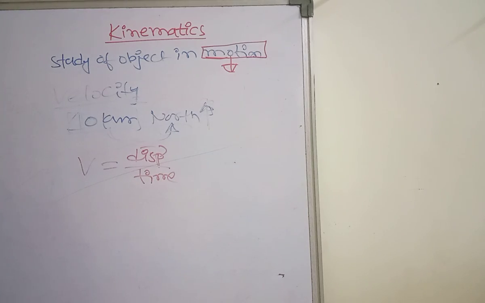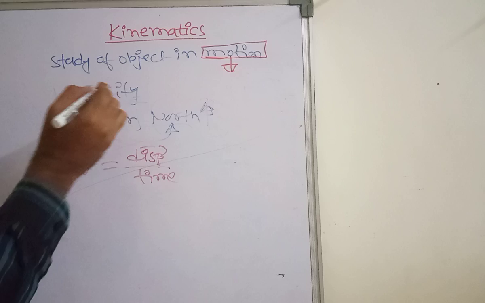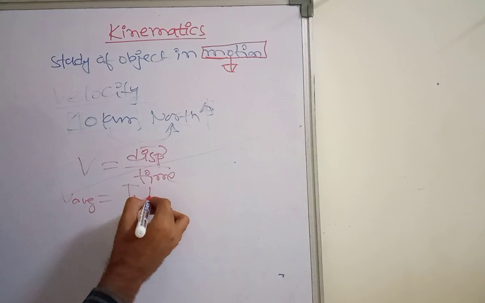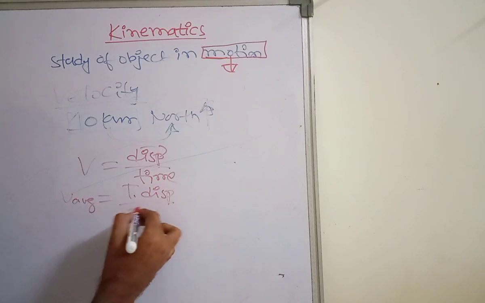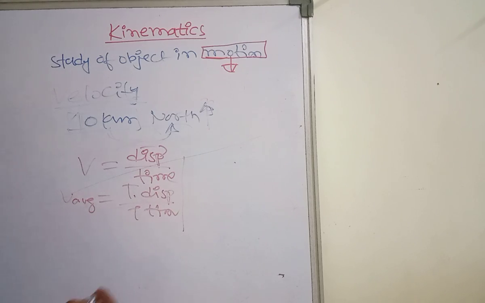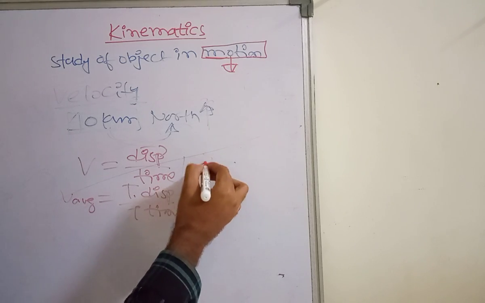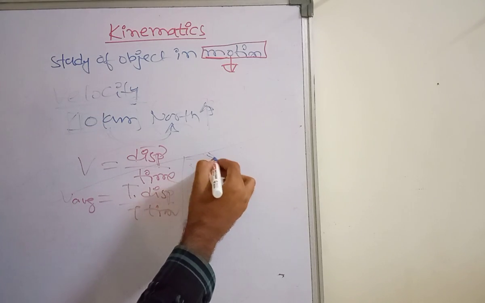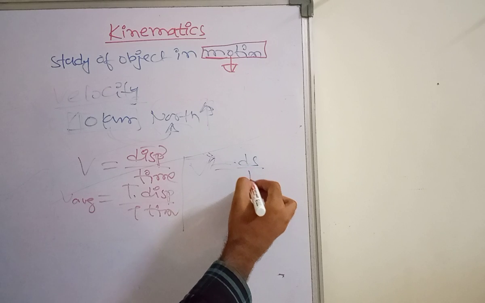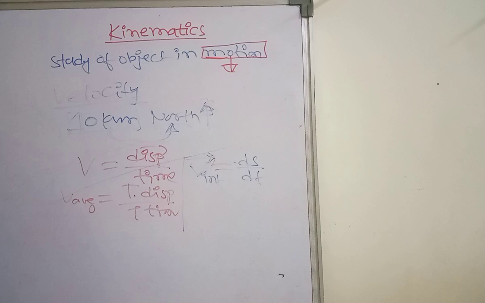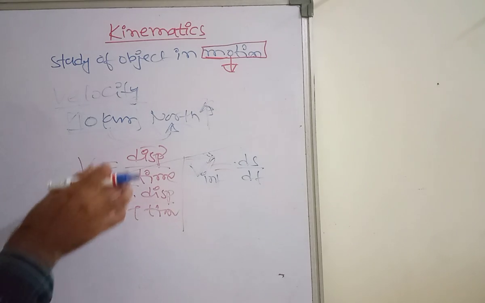What is the average velocity? Average velocity is equal to total displacement by total time. What is instantaneous velocity? Instantaneous velocity v is equal to small change in displacement by small change in time. So this is about velocity.